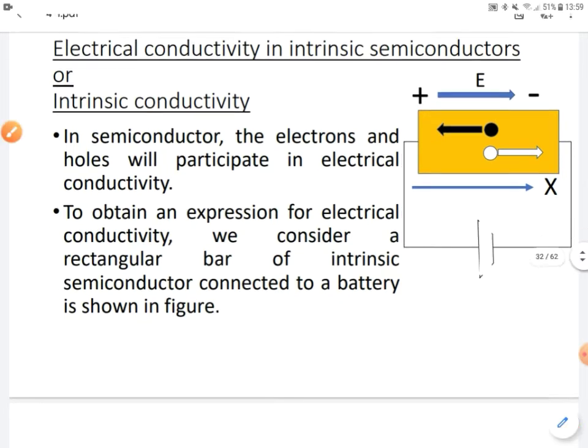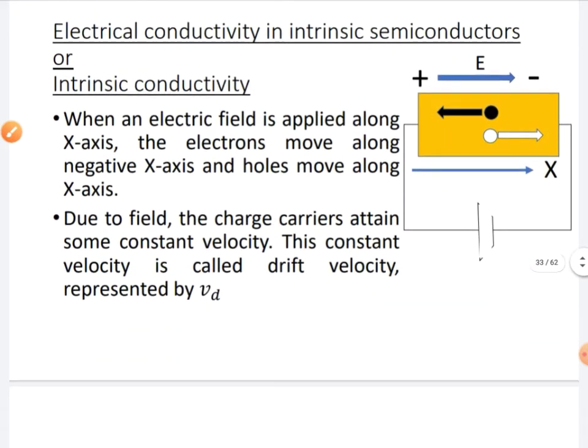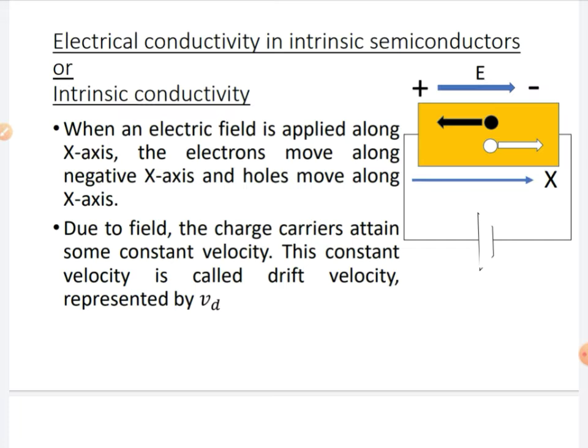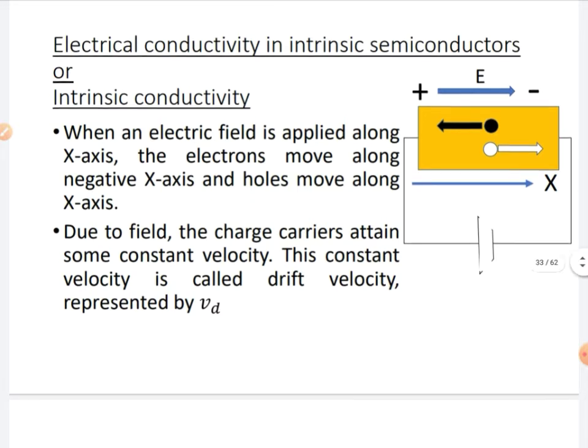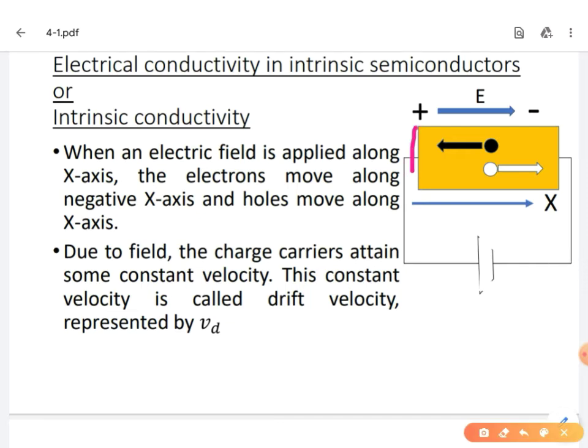Whenever the battery is connected to the rectangular bar of intrinsic semiconductor, the electric field is generated from positive to negative. This side is connected to the positive terminal of the battery, and this side is connected to the negative terminal. So the electric field develops in this direction, from positive to negative.